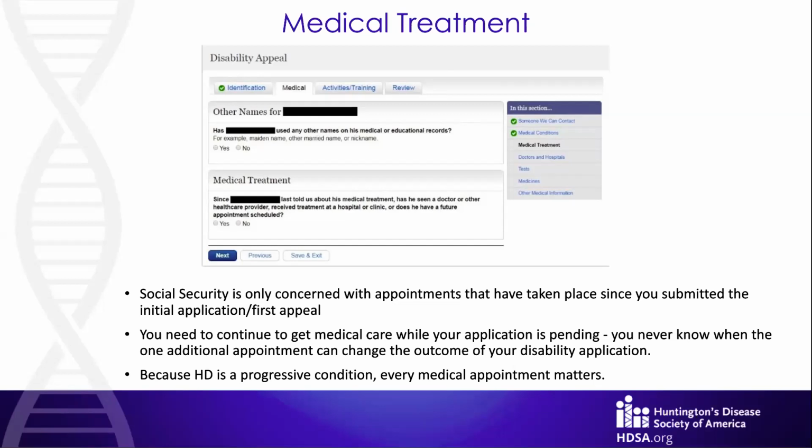And just so you guys know, Social Security is most concerned with appointments that have taken place since you submitted the initial application or first appeal. The reason for that is they already have all of your files, everything they got from your first application, your first appeal on record. It adds to your claim. They don't have to request all of that again. They have everything in an electronic file, and as the claim progresses, they're most interested in the most recent doctor's appointments, because everything just builds to your claim as it's going through the process.